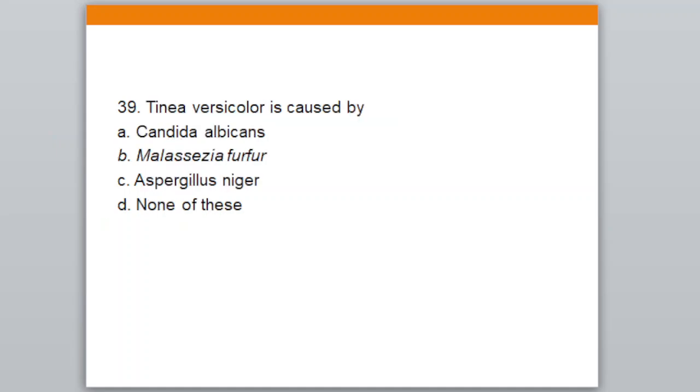Question 39. Tinea versicolor is caused by A. Candida albicans, B. Malassezia furfur, C. Aspergillus niger, D. None of these. So your correct answer is option B, Malassezia furfur.